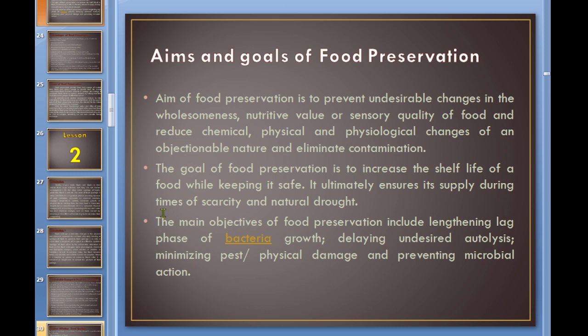Second paragraph, the goal of food preservation is to increase the shelf life of food while keeping it safe. It ultimately ensures its supply during times of scarcity and natural drought. The main objective of preserving include lengthening lag phase of bacteria growth, delaying undesired autolysis, minimizing pest, physical damage, and preventing microbial actions.